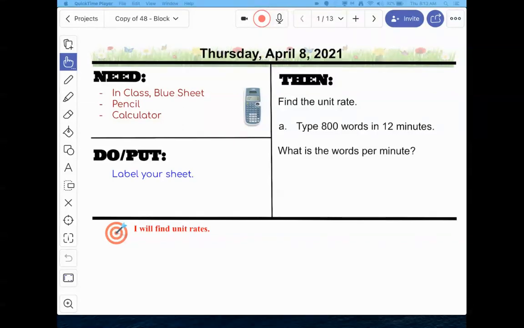What we want you to do first is, at home, make sure you've got a note sheet out, a piece of paper, and at school that you have the blue sheet. So again, at home you're going to need a notebook piece of paper, and at school you're going to need the blue sheet of paper. Then make sure you've got a calculator handy and your pencils, so you're ready to go. So take a second, make sure you've got those things.